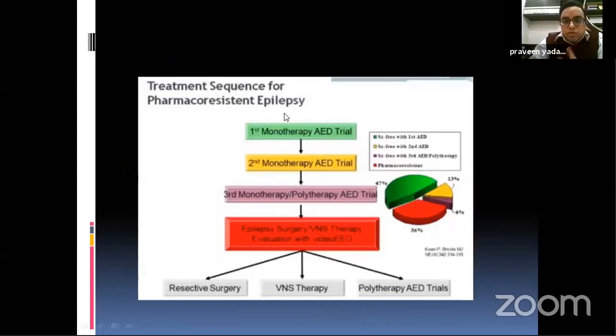So this is the flow chart which shows that with the first monotherapy trial, you control almost 47% of the seizures, and then with the second monotherapy, the next 14 to 15%. And with the third monotherapy or polytherapy, you will control 4 to 5% more. The rest of the seizures become refractory, and then you need the help of epilepsy surgery, vagal nerve stimulation, ketogenic diet, and all those things to counter the other parts of the epilepsy.